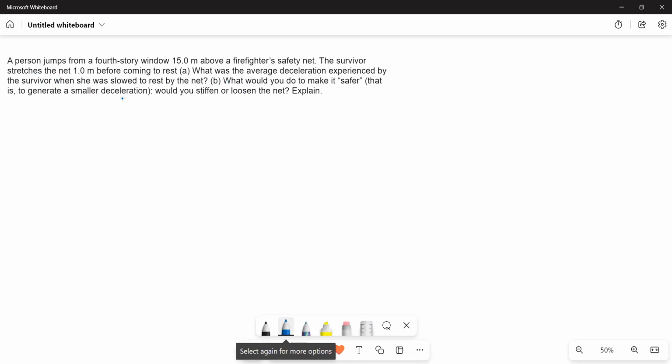That is, to generate a smaller deceleration. Would you stiffen or loosen the net? Explain.